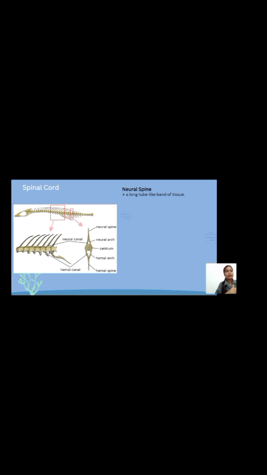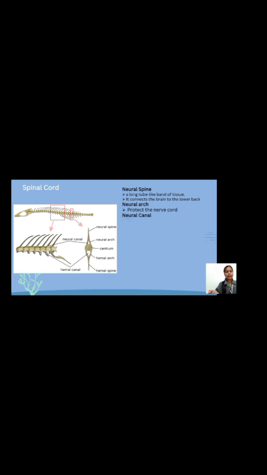The neural spine is a long tube-like band of tissue. It connects the brain to the lower back. For example, this is the brain and this is the lower back of a fish. So the neural spine is responsible for the connectivity of tissues from the brain to the lower back of a fish. Second is the neural arc. It protects the nerve cord.